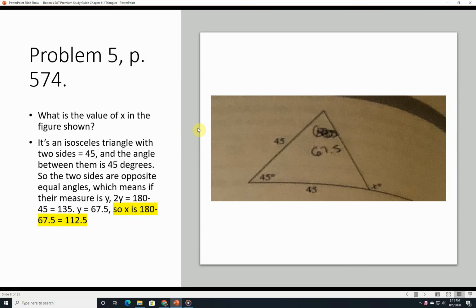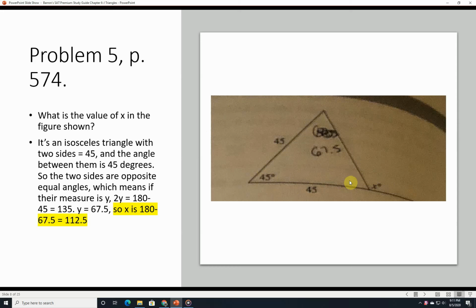Alright, problem 5, page 574. What is the value of x in the figure shown? Well, we see it's an isosceles triangle because we have two sides that are both marked 45 units, whatever unit they're using, and the angle between them is 45 degrees.